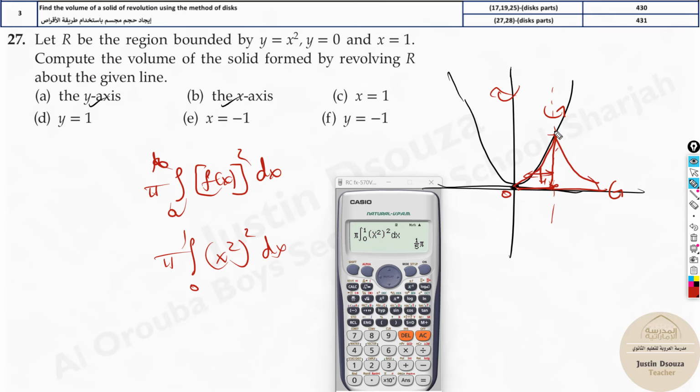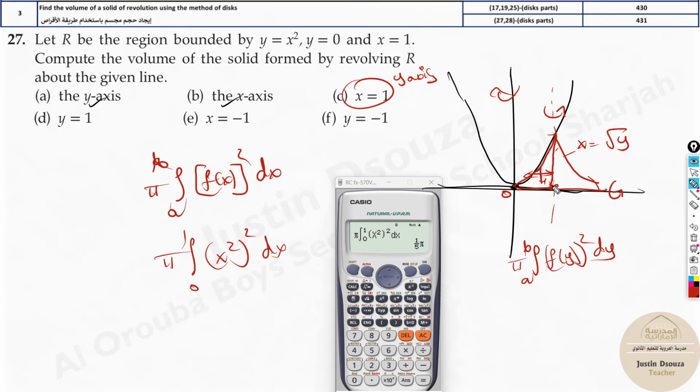Now, a very important thing to remember, when you have x is equal to a constant, this line is parallel to the y-axis, right? So you must have the equation x is equal to something in terms of y. So x is equal to square root y. This is not the equation which we will directly use. The formula is the integral from a to b of pi f of y squared dy, right?